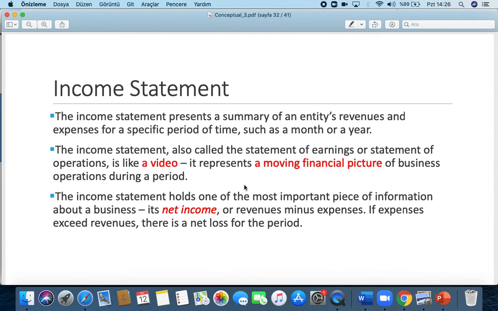So balance sheet is a picture. It is a position, it is a situation, it is a stock. However, the income statement is a flow. It is about a period of time. Wow, what is this? So you have to know this difference.